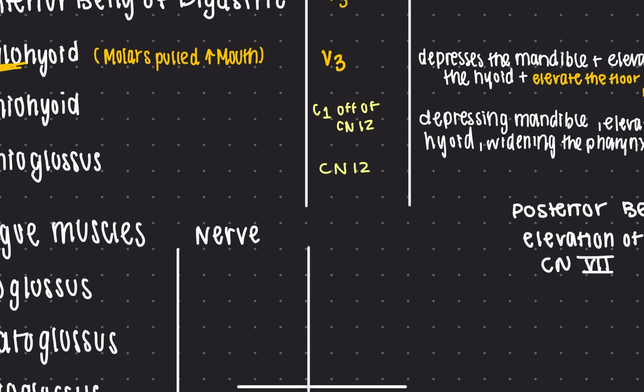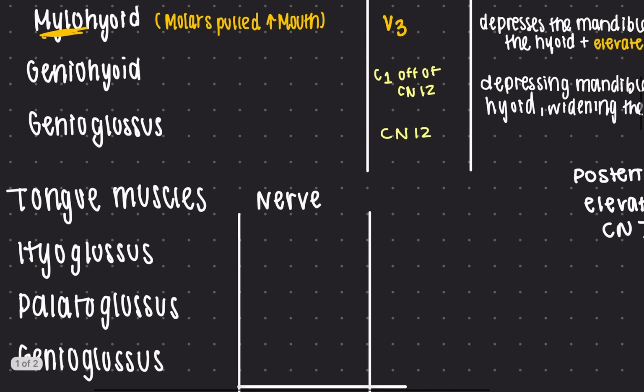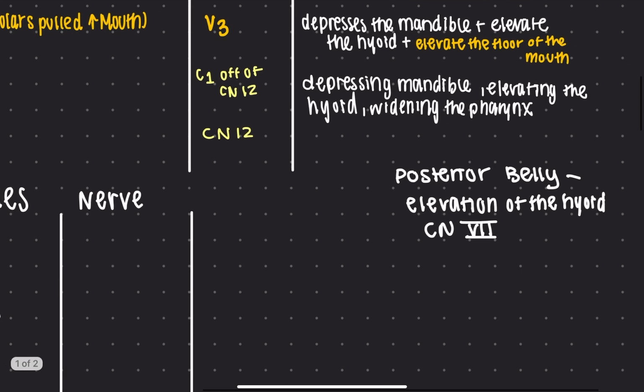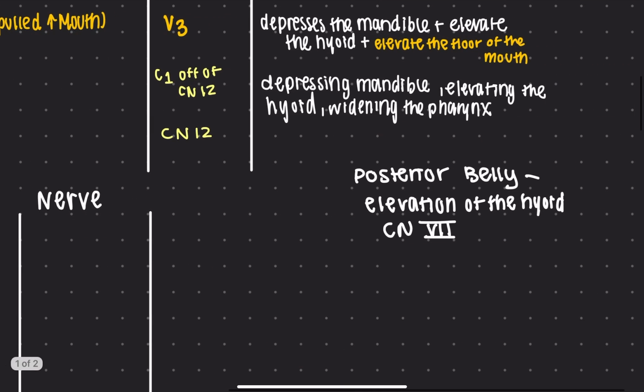And then finally we have cranial nerve 12, hypoglossal, and this is innervating the genioglossus, and this is going to depress plus protrude the tongue. Okay.